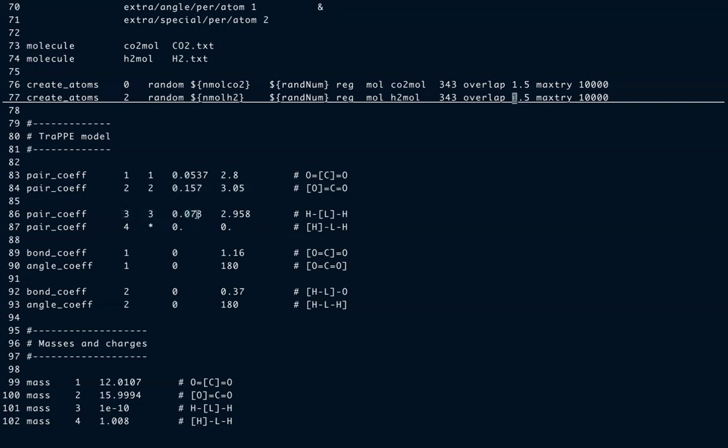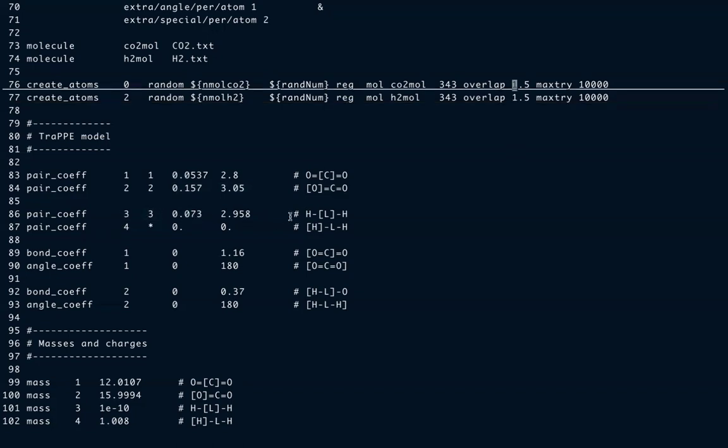Similarly, for hydrogen, we say that 3 and 3, which is the dummy atom, interacts with another dummy atom with an epsilon that is 0.073, and then a sigma given by 2.958. Now, the important part of the Marx-Nielaba model is the interaction of the hydrogen itself. So the hydrogen is only used for the electrostatic interactions. So interaction of hydrogen with any other molecule is just zero, because all of the Lennard-Jones interactions are only through the dummy atom here.